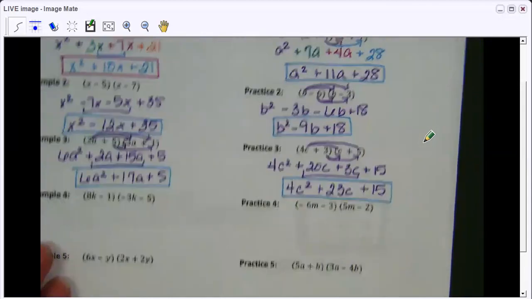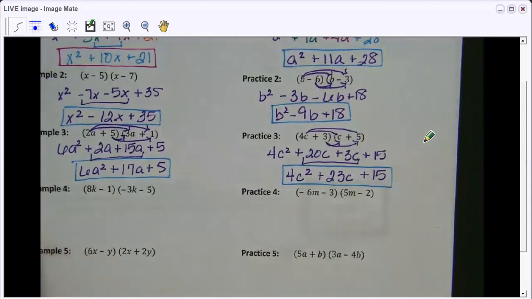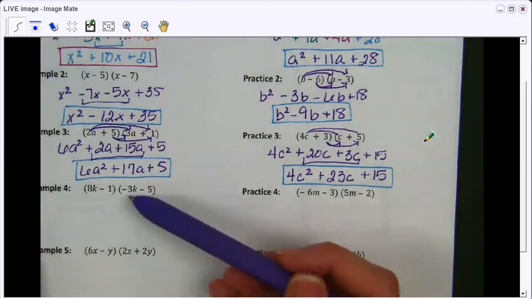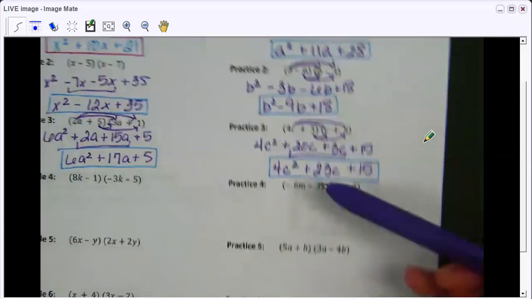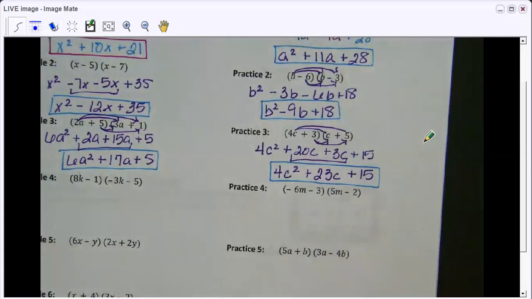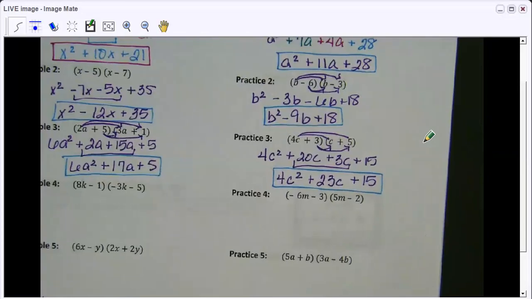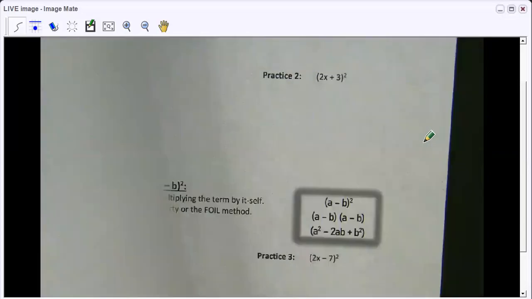All right, let's move on to example and practice 4. And what we're going to do with the rest of these is I'm going to do the examples, and then I'll have you go back and work the practice, and I'll check your answers as we move on. We do have a second lesson, so don't forget that.